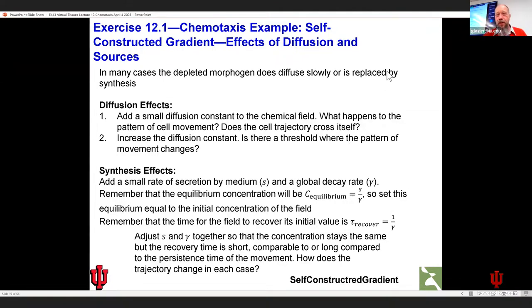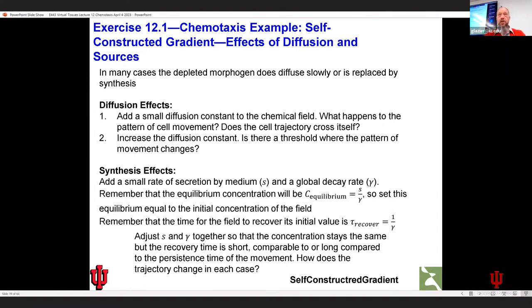So we already did some of these additional exercises. One which we didn't try was adding a small diffusion constant to the chemical field. That fuzzes out the trails a little bit, and it makes it easier for the cells to cross their trails. And if you make the diffusion constant in the background large enough, and this is something maybe somebody could try, or I could maybe show you. If you make the diffusion constant large enough, I guess this will be a homework problem for you. You'll see that there'll be a difference.